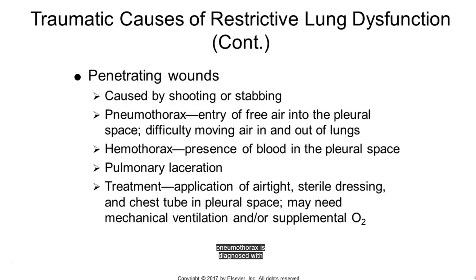Pneumothorax is diagnosed with chest X-ray, and ABGs are drawn to determine respiratory involvement, and transthoracic aspiration effluence confirms hemothorax. Treatment of pneumothorax includes an airtight sterile dressing over a sucking chest wound, chest tubes, and mechanical ventilation and oxygenation as patient evaluation dictates. Hemothorax is evacuated with chest tubes or surgery for massive bleeding. If fibrothorax develops, decortication may be required.